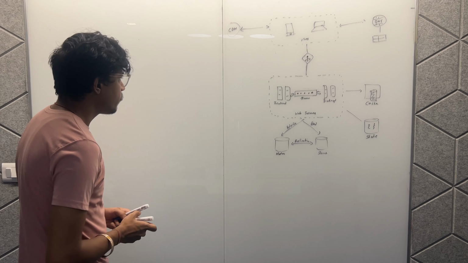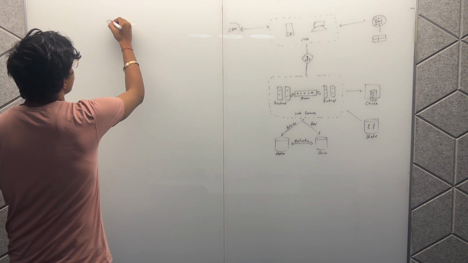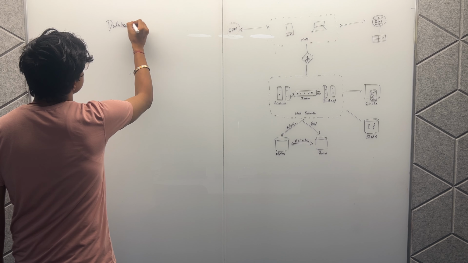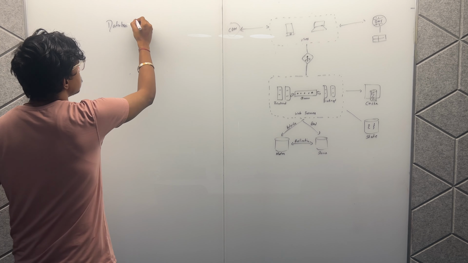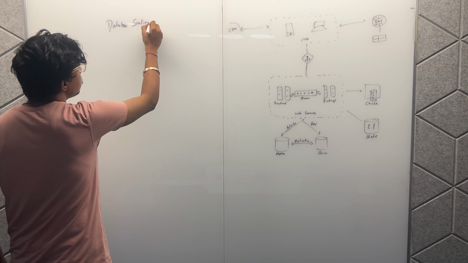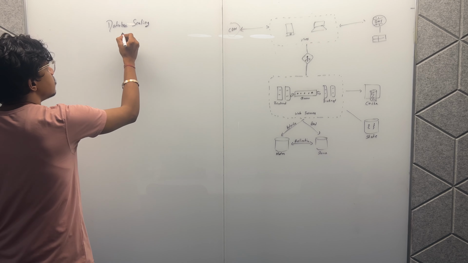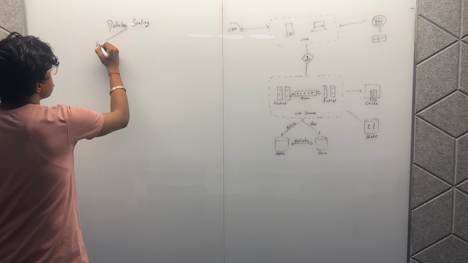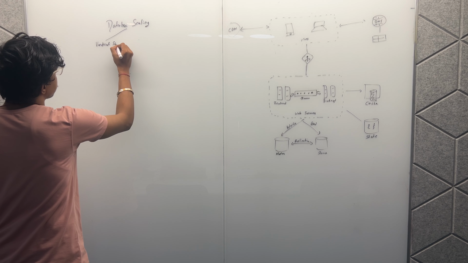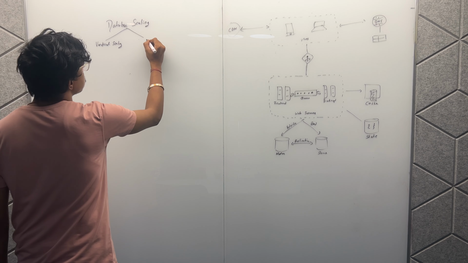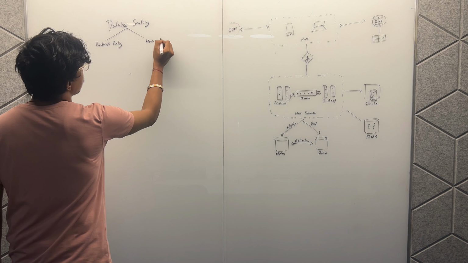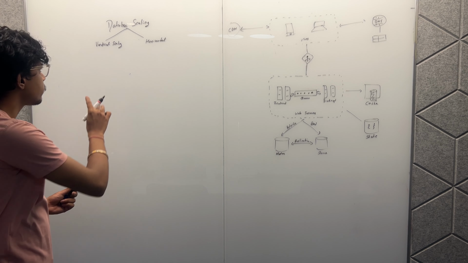Okay, so I hope you know about scaling, right? Scaling generally is divided into two types. Similarly, here we can divide database scaling into two types. One is vertical scaling and one is horizontal scaling. Let's talk about vertical scaling first.